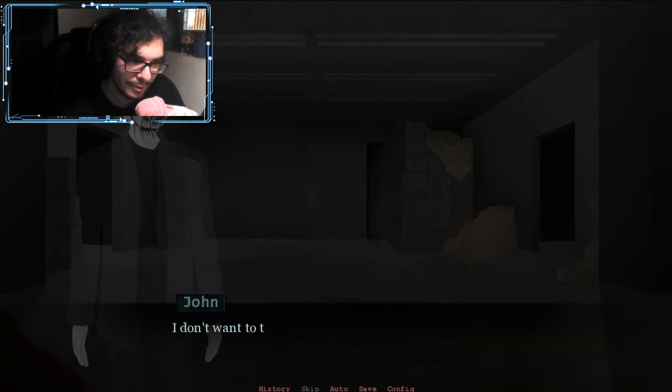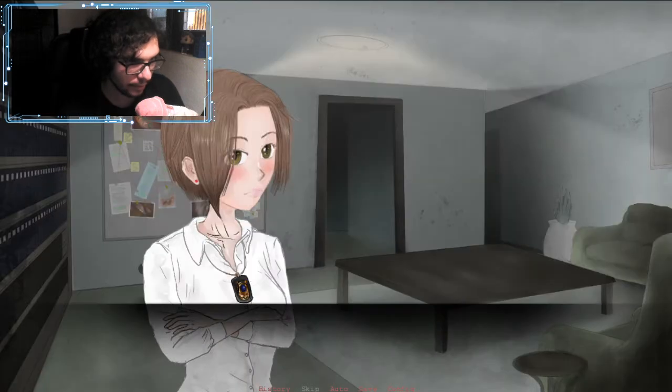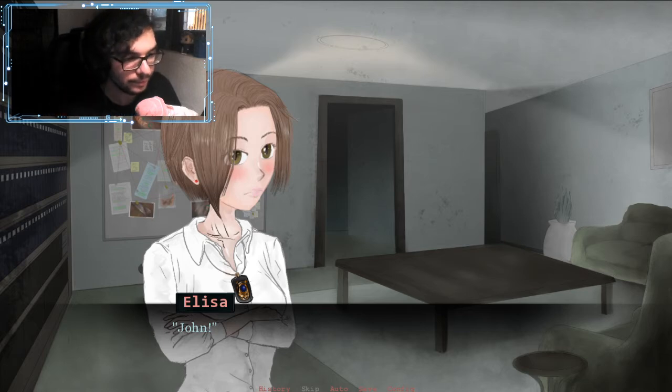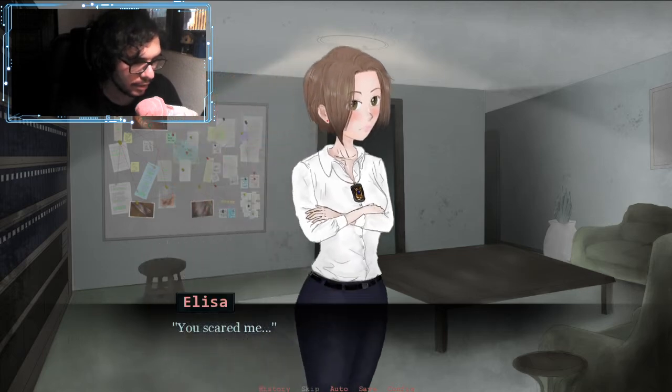Is that so? I don't want to think about it anymore. I want to do something. I need to do something. John? Oh, hello. I want to think that the killer is me. Eliza? You scared me. I thought you did something stupid. I'll let you in. You left the door open again. I knocked, but I didn't hear any answer.